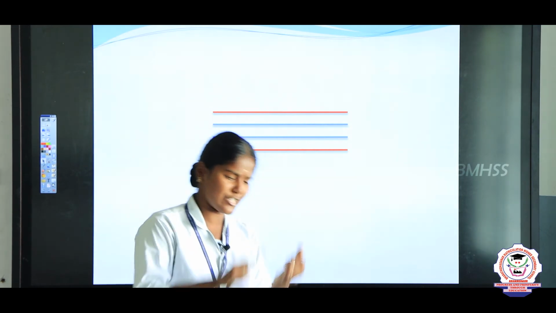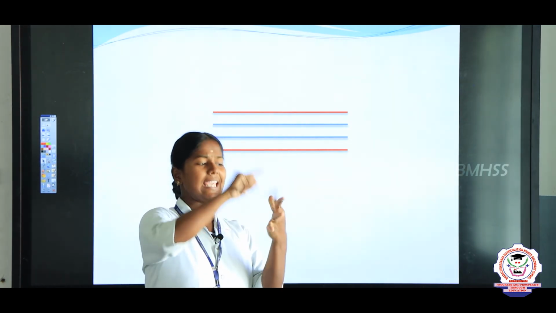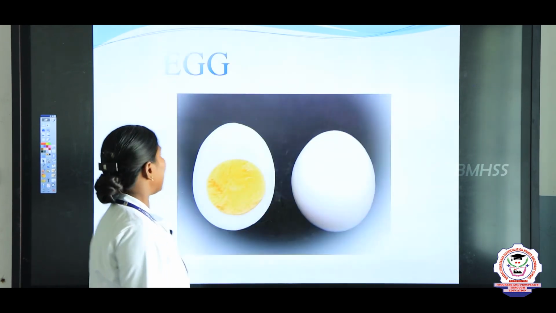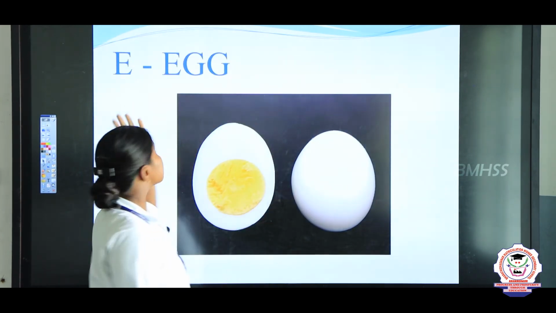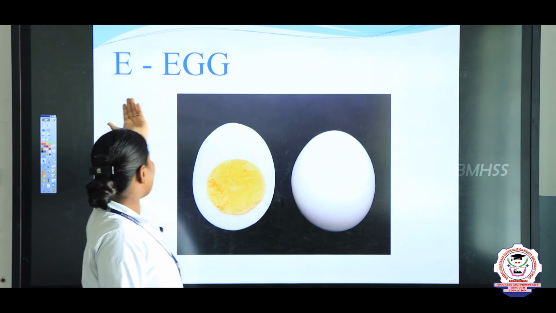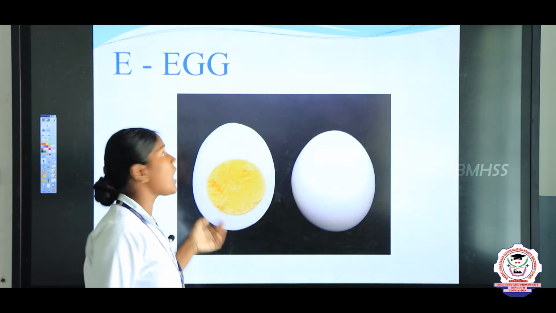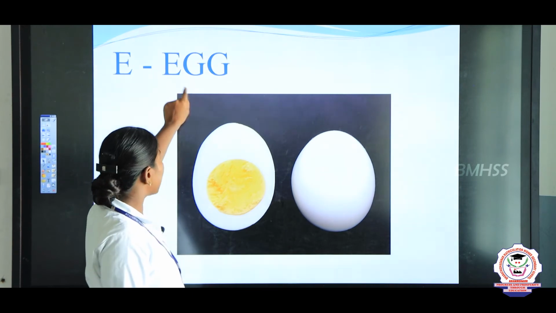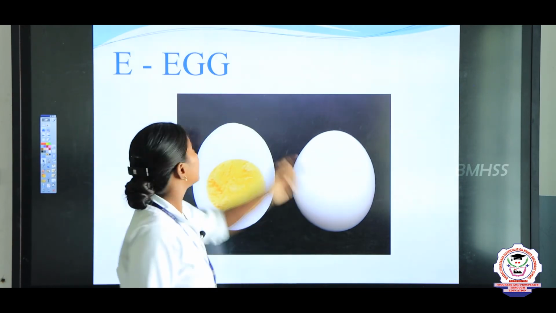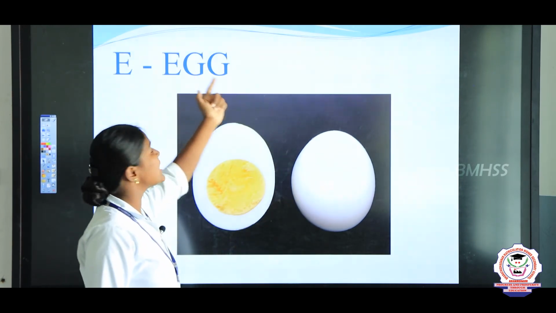Next, then, can you tell me the next letter? After D, we saw A, B, C, D. Then the next letter is, yeah, it is E. What is this? Egg. E for egg. Shall we spell it out? E, G, G. Egg.